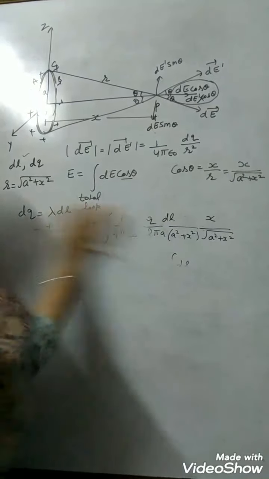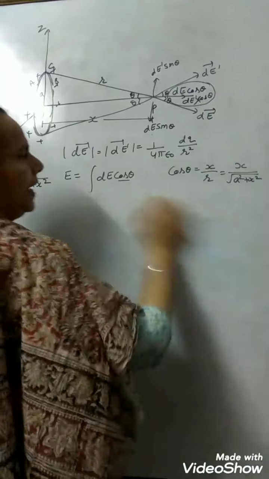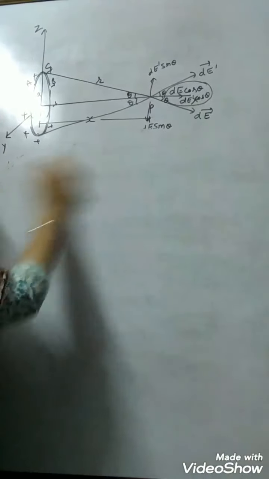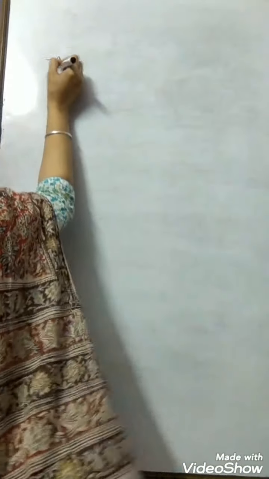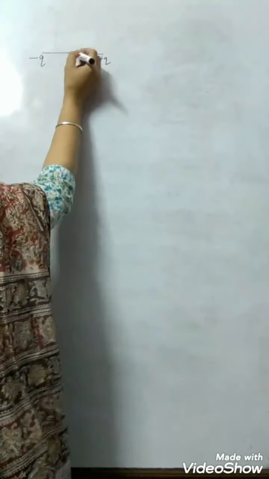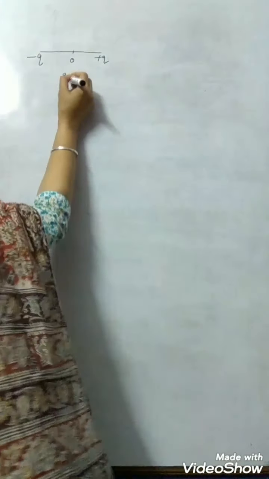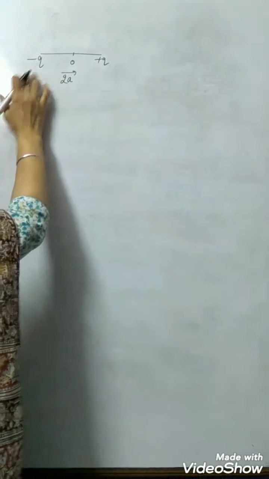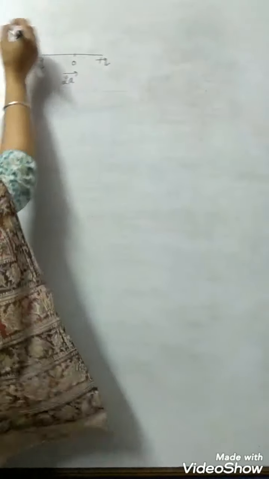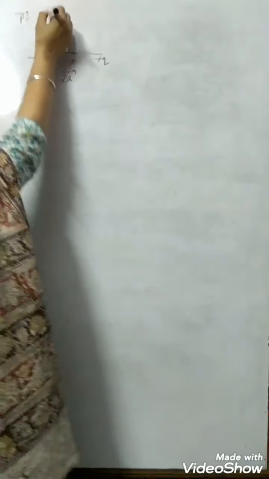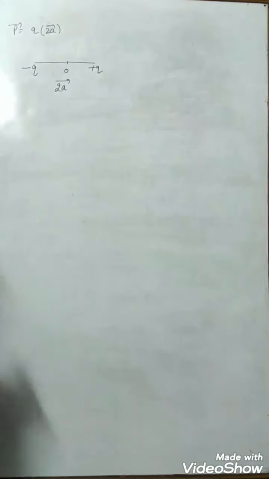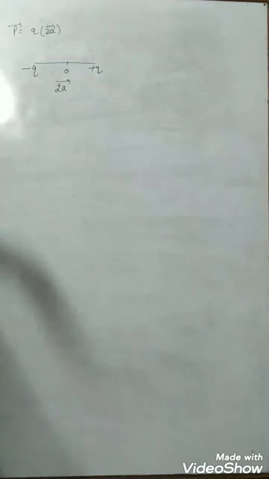Okay. Now, next is the electric dipole. Dipole means two equal and opposite charges separated by a certain distance is called an electric dipole. Here we have minus q and plus q charges with center O and separation 2a vector, directed from minus to plus, and we have a dipole moment q into 2a vector, again from minus to plus.